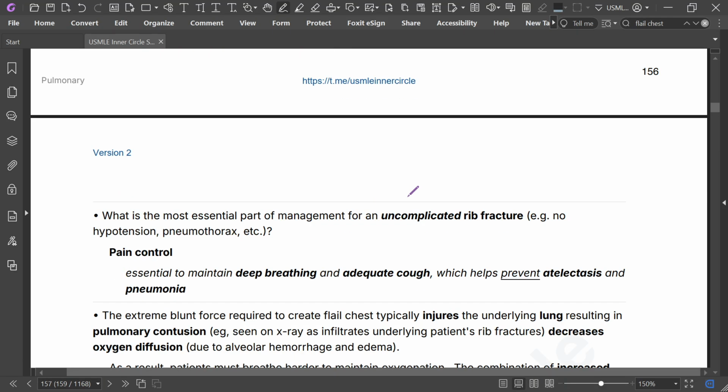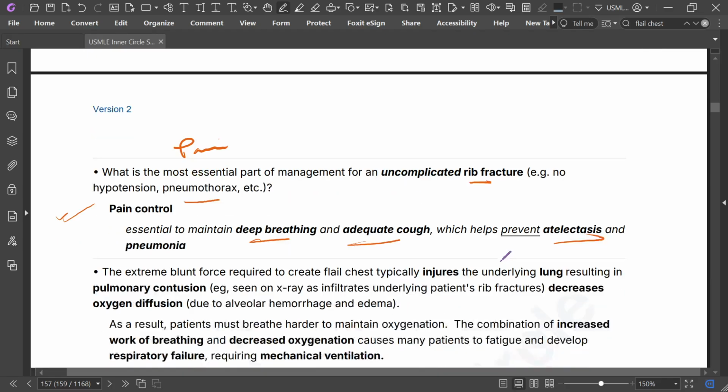What is the most essential part of the management for an uncomplicated rib fracture? No hypotension, no pneumothorax: pain control. It is essential to maintain deep breathing and adequate cough, which prevents atelectasis and pneumonia.